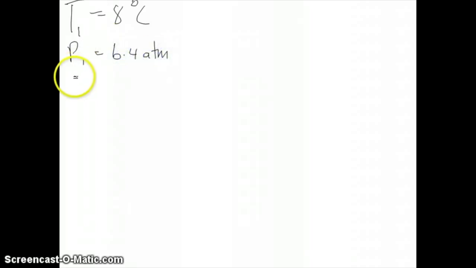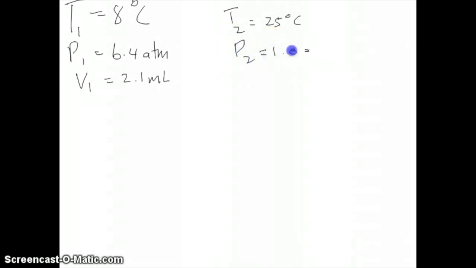You just kind of write out the conditions that we have before and after a particular process. Initially, it has a temperature of 8 degrees Celsius. This is T1, and then we have pressure 1, which is fairly high, 6.4 atmosphere. And then we have the first volume, 2.1 milliliters. And then we have temperature 2, which is 25 degrees Celsius. And then we have pressure 2 at the surface of the lake, which is just 1 atmosphere. And the question that we're asked is volume 2.